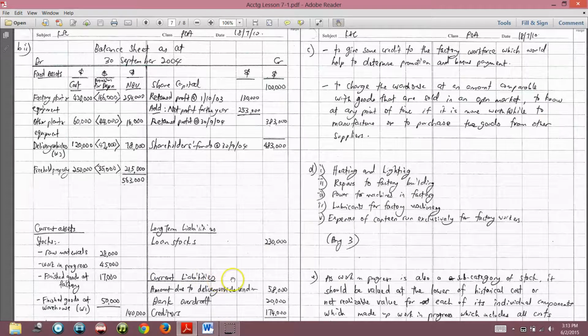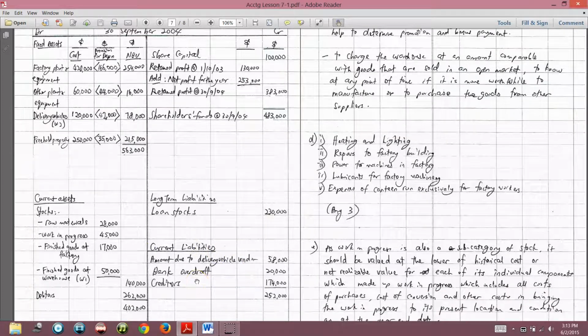And then I have current liabilities. Bank overdraft is easy, so I put here bank overdraft is 20,000. It's from the question. Then I have creditors 174,000. Then you have debtors 262,000 as given in the question. Stock is actually given in note 1, quite easy, 28,000. Then work in progress 45,000. Finished goods at factory 17,000. Finished goods at warehouse.